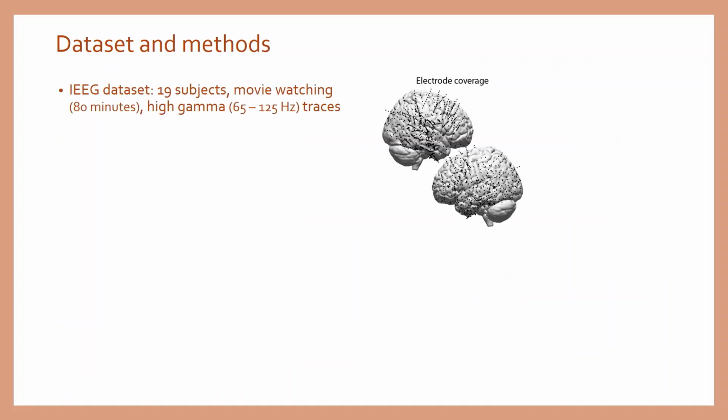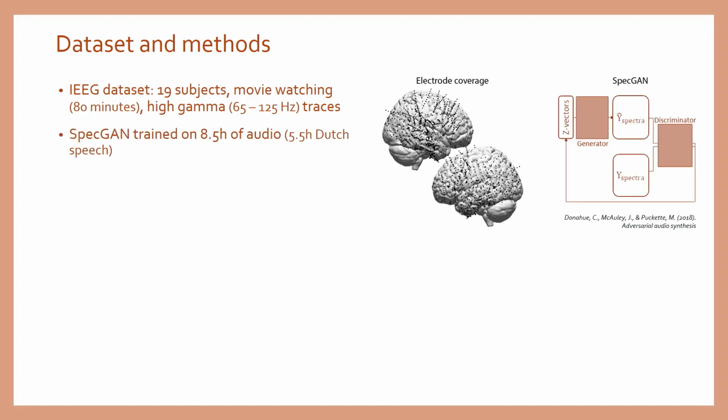In this study, we used an intracranial EEG dataset in which 11 patients with electrode grids and 8 patients with depth electrodes watched the full-length feature film in their native language, which was Dutch. We extracted high gamma traces from the data and used them as input to neural decoders. Our speech GAN model was based on the SpecGAN architecture. The GAN model was trained on 5.5 hours of Dutch speech.